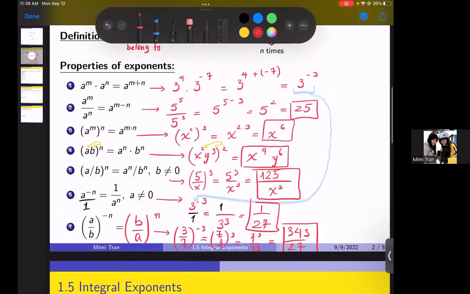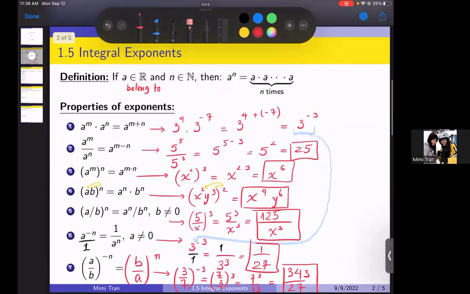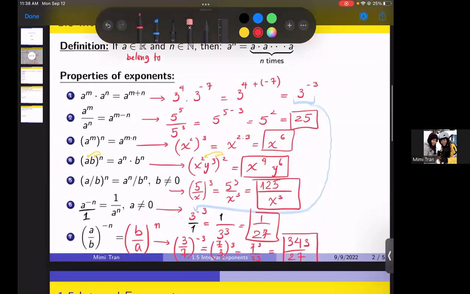All right, so those are the rules. There's one more or two more. So you should use these rules for your homework. Most of your homework is based on these rules.